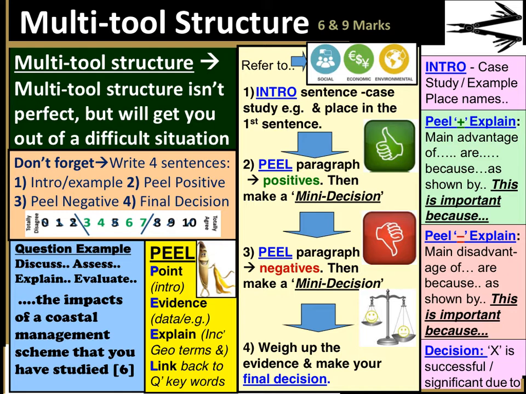You're going to write 4 sentences or 4 paragraphs. Number 1 is going to be your intro with the example and case study. Number 2 is your PEEL positive. Number 3 is your PEEL negative. Number 4 is your final decision.